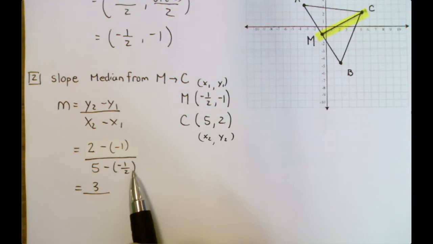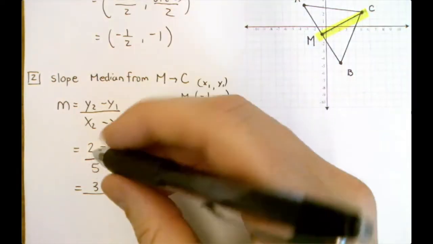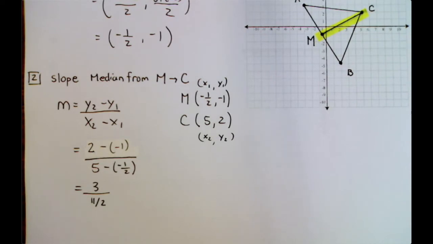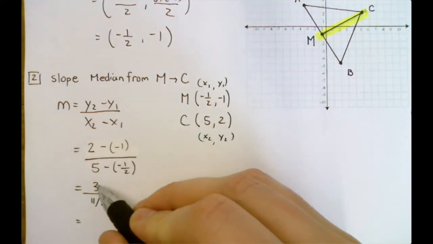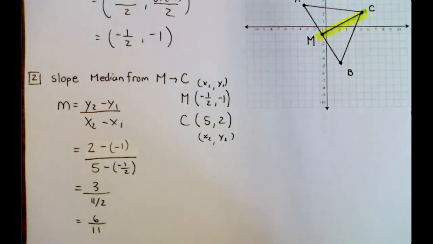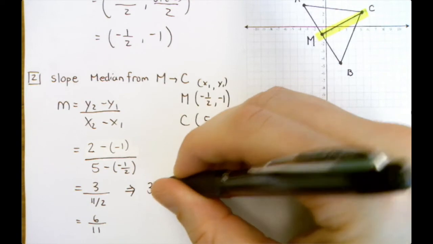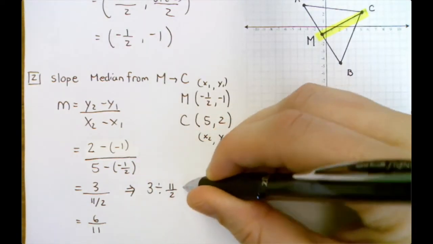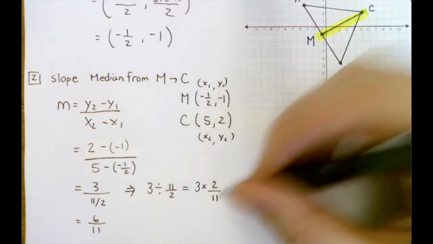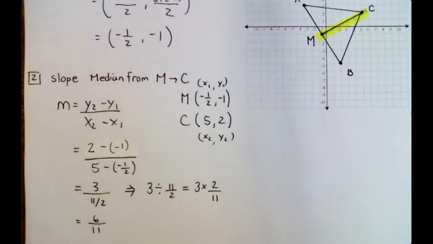Well, we're subtracting a fraction, so we can make a common denominator, or we can type it in our calculator. Whichever we do, we get 11 over 2, or 5.5. And if we type in 3 divided by 11 over 2 in our calculator, we get 6 over 11. The reason we get 6 over 11, just to review, is when you divide fractions, you flip the second fraction and multiply. 3 times 2 is 6, divided by 11, 6 over 11.